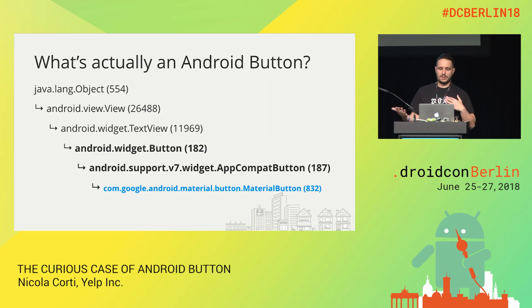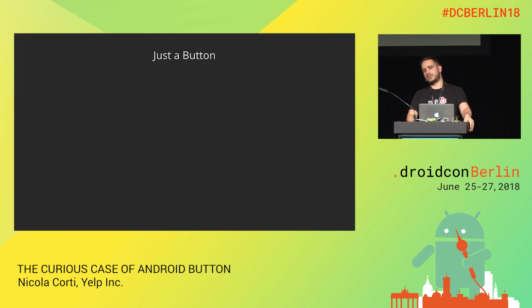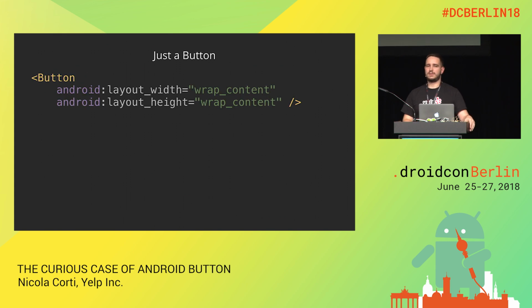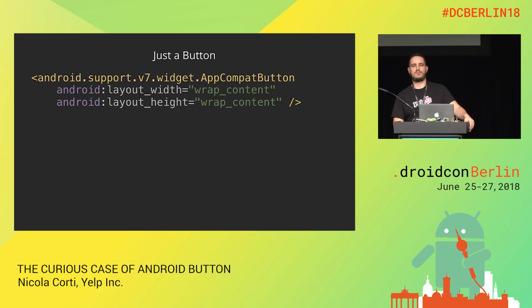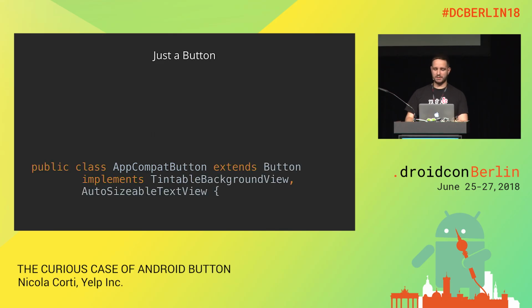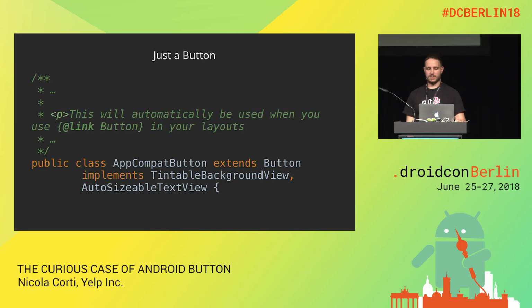So I said that there is Button and AppCompatButton. Actually, you can consider them the same thing, because when you start your layout, you just drop in a Button, you set the width and the height, and writing this is equivalent to writing this, specifically if you're using the support library. So if your activities are AppCompatActivities, the AppCompat widgets will basically be injected. If you open the AppCompatButton source code, it extends Button, and in the comment they say this will automatically be used when you use Button in your layouts if you use the support library. So we're going to focus on Button and consider them the same family of widgets.